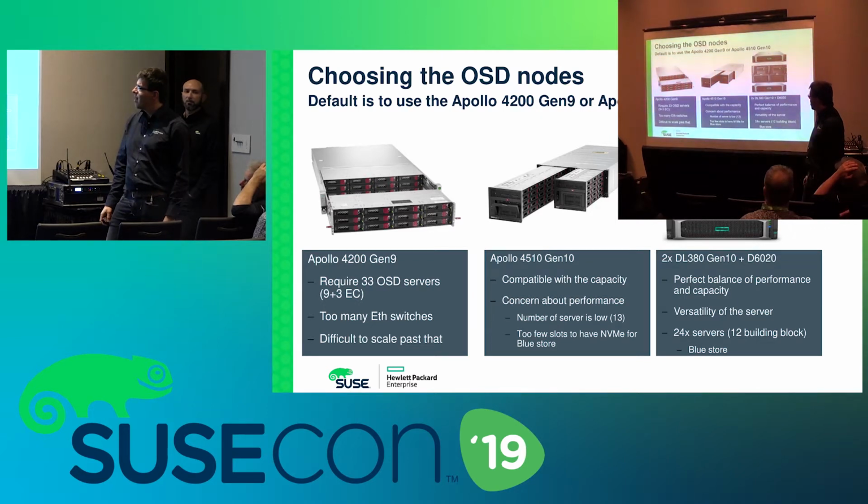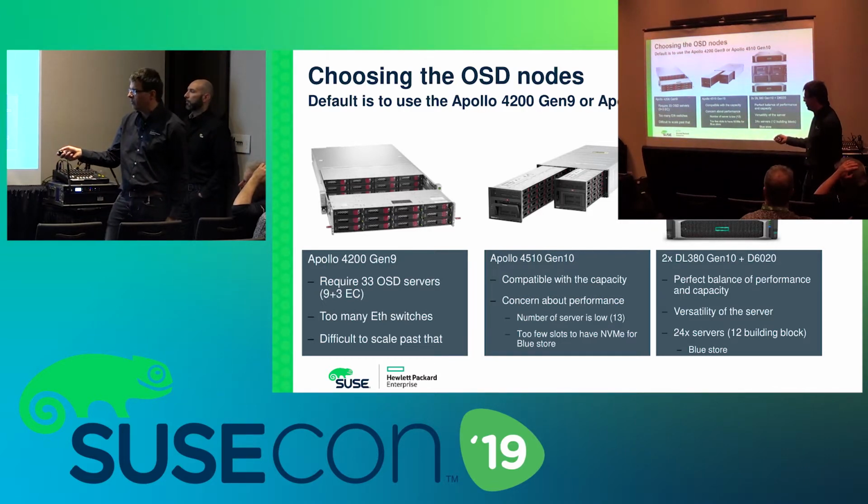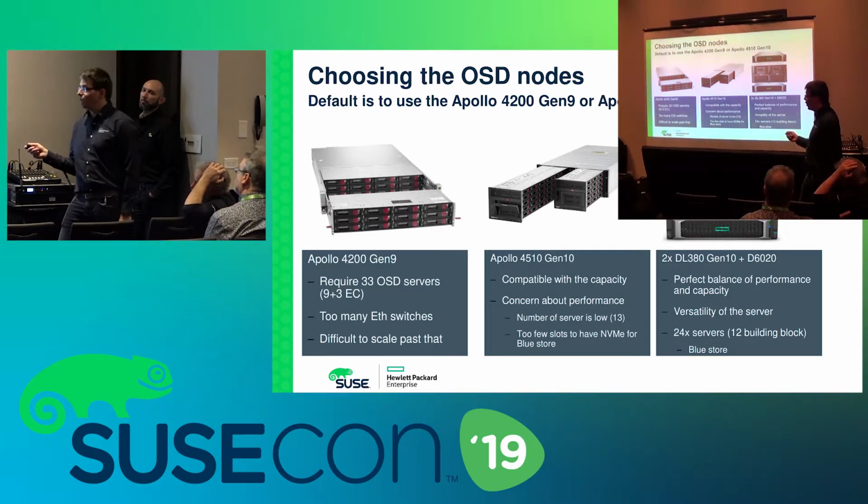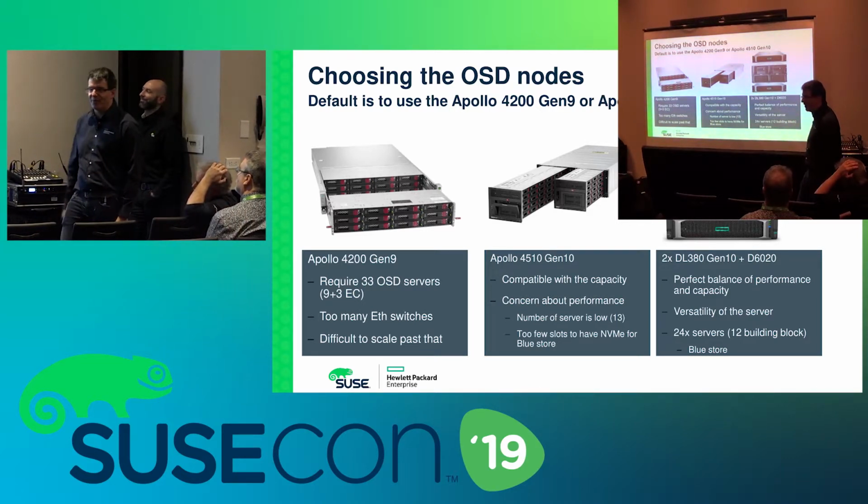So now we have to choose what kind of configuration. If you go onto either the SUSE or HPE side, when you look at the reference architecture, the two platforms that are listed are either Apollo 4200, now Gen10, but at that time it used to be Gen9, or Apollo 4510, Gen10. Well, we decided, because we don't like to follow documents, to go for a third one.